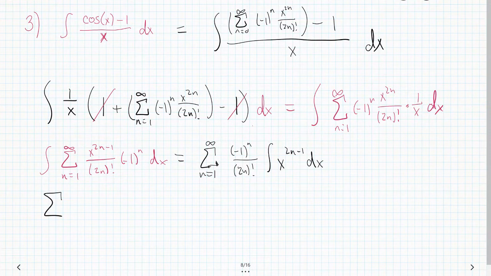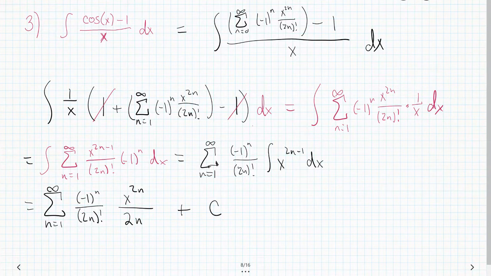So this becomes the summation n equals 1 to infinity, -1 to the n over 2n factorial, and then this would be x to the 2n when we add 1 with -1, that makes x to the 2n over just 2n, and then we add that constant c. Put that in parentheses and we are done. So hopefully that makes sense on that part.